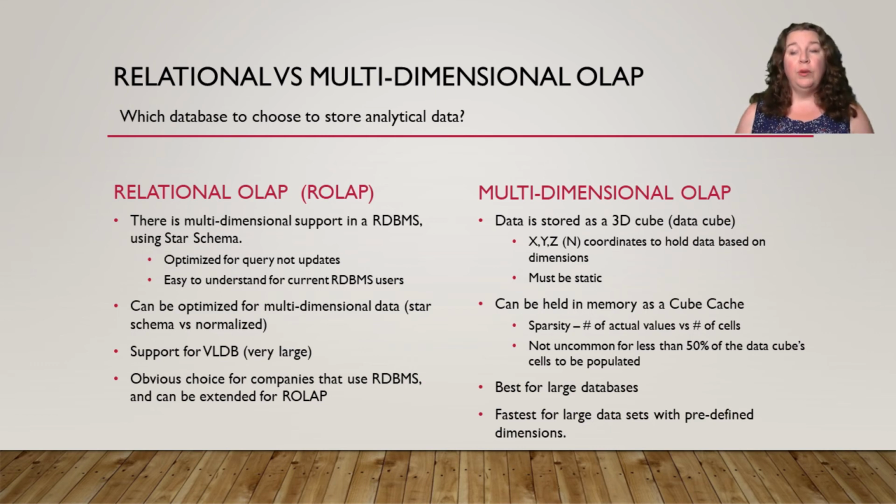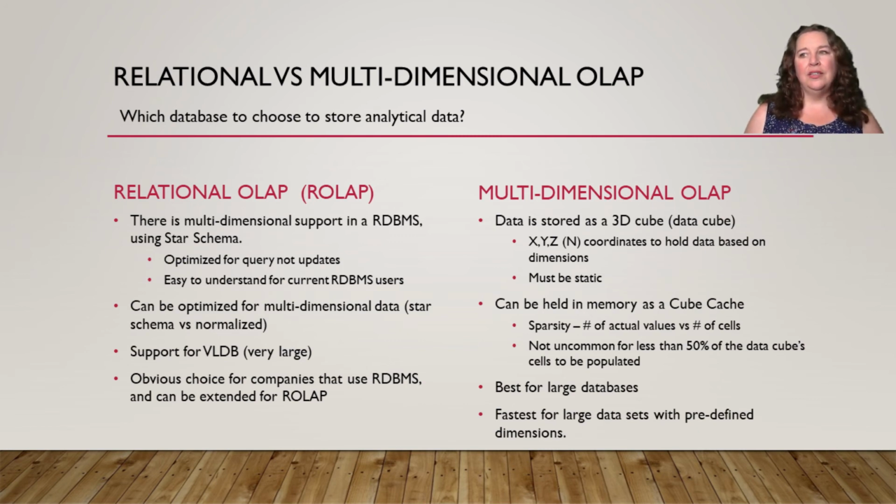However, if you want, we can go over to the multidimensional side. In a multidimensional online analytical processing database, so the database for your OLAP, we store the data as a 3D data cube, and we actually call it a cube. It has an X, a Y, and a Z axis, which are coordinates that hold data at given dimensions. So you can visualize this as a visual cube with 3 different points to get to it, as opposed to 6 different points, which is another conversation. But the data must be static. Very important, the data stays static.